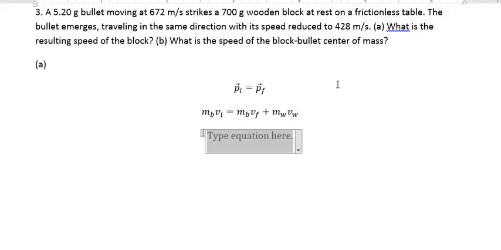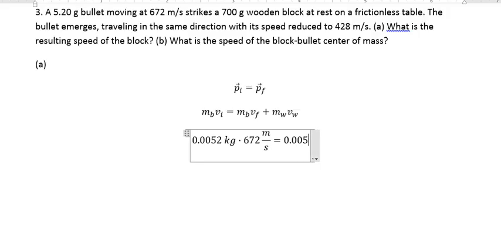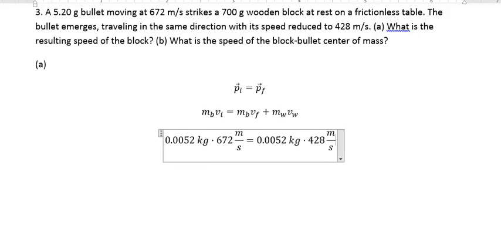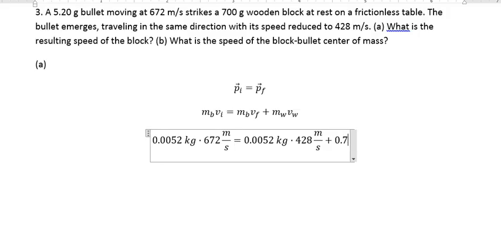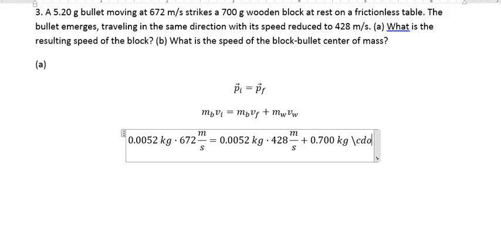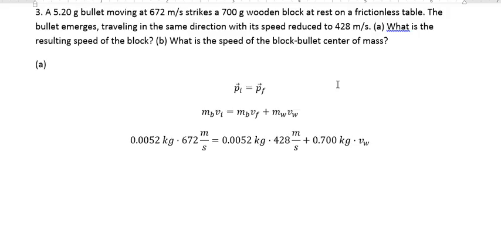All right, so we have 0.0052 kilograms times 672 meters per second equals 0.0052 kilograms times 428 meters per second plus 0.7 kilograms times the velocity of the wood. All right, because the only thing we don't know here is the velocity of the wood.